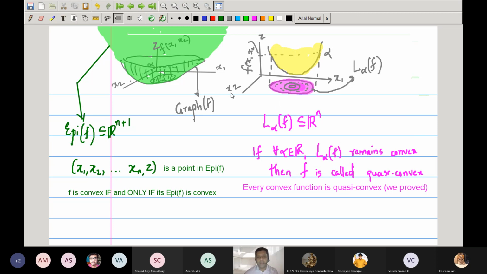The epigraphs are all in R^(n+1). The sublevel sets are all in this R^n space, these concentric circles, as we are seeing. And we saw in the case of the Gaussian, that's a non-convex function which is quasi-convex. Okay.